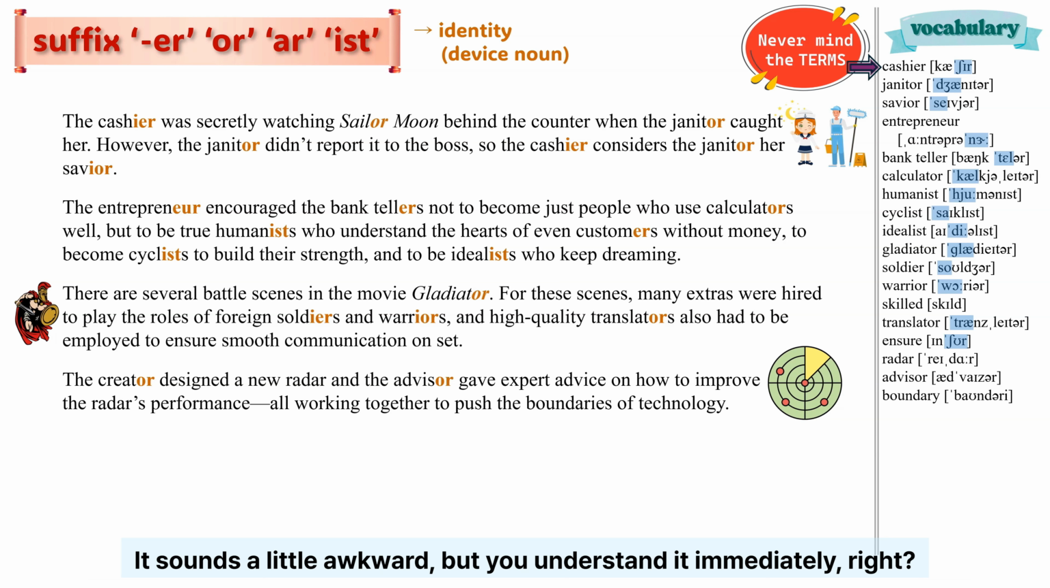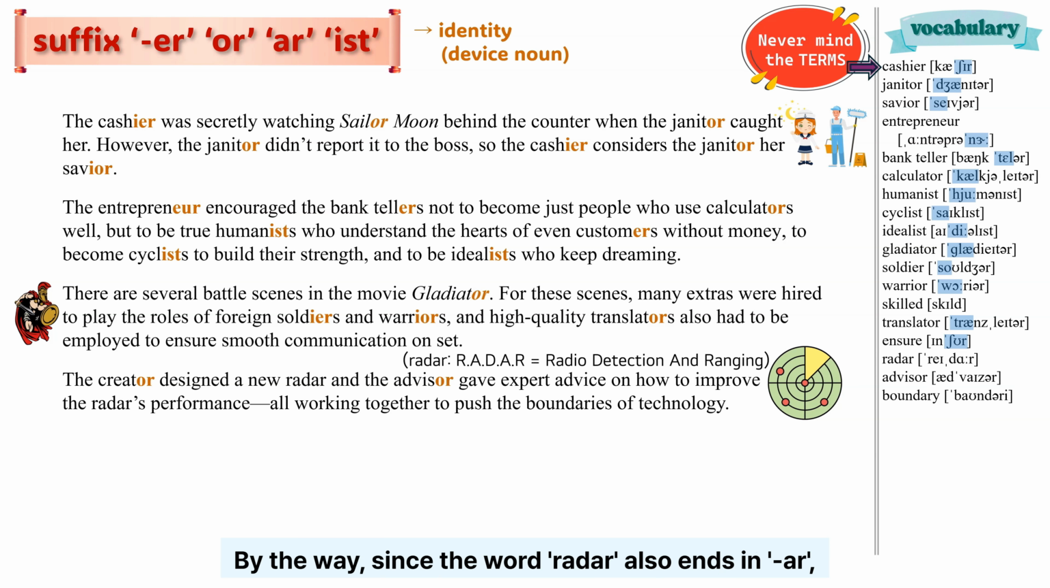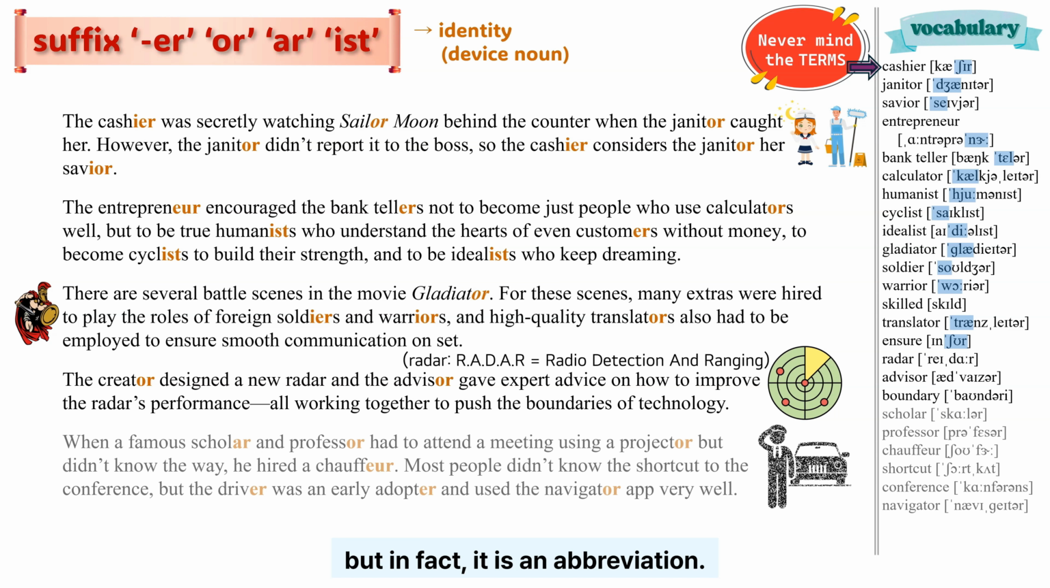It sounds a little awkward, but you understand it immediately, right? That's the key. Trying to translate this into your perfect written language is just a waste of time. By the way, since the word radar also ends in AR, one might mistakenly think it is a noun with a suffix, but in fact, it is an abbreviation.